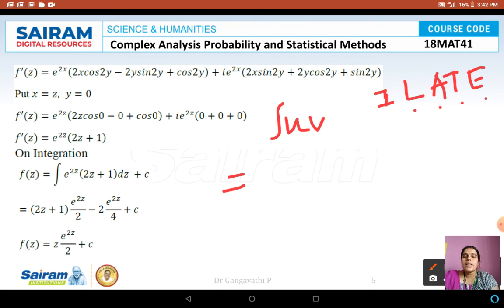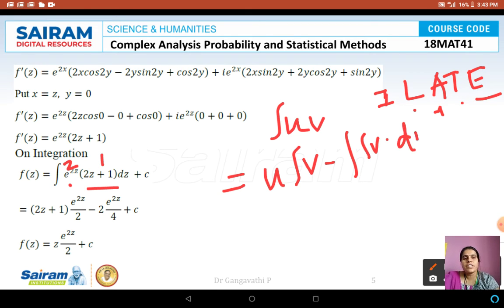So look at this. It is an exponential, so that should be our second function because e comes at the end. 2z plus 1 is an algebraic function. So A comes first. The algebraic term should be the first function and this should be the second function. Once after deciding the first and second function, integral of u v is the first function as it is, integral of the second function, minus integral of the integral of the second function and the differentiation of the first function. This is our integration by parts.